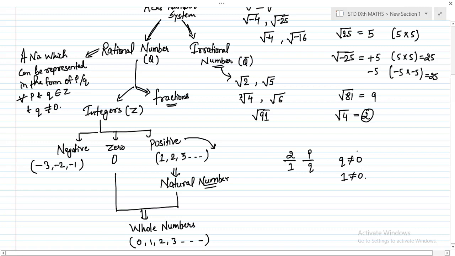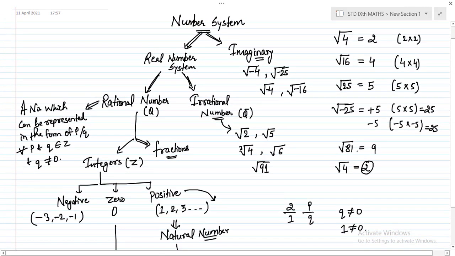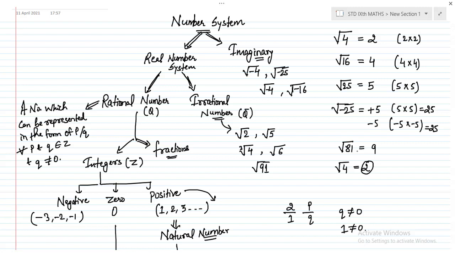So this is the basic introduction of the number system, that a number system is categorized into two categories. Let us have a revision. The first one, real number system. The second one, imaginary numbers. Imaginary numbers are those numbers like under root minus 4, under root minus 25, under root minus 6, under root minus 8, under root minus 9, any value, but it should be negative. These are categorized as imaginary numbers because we cannot get a perfect result.